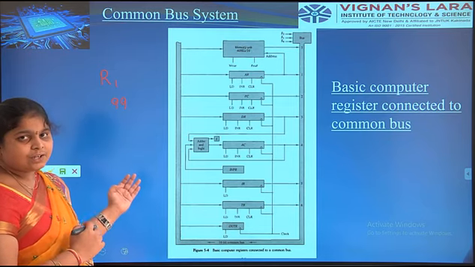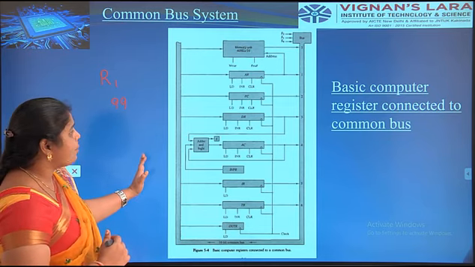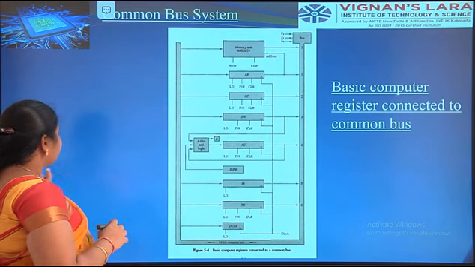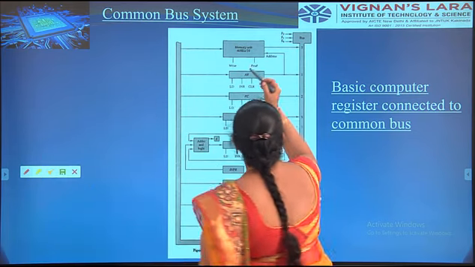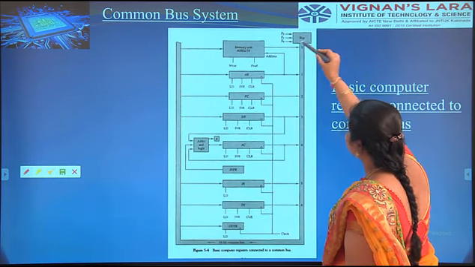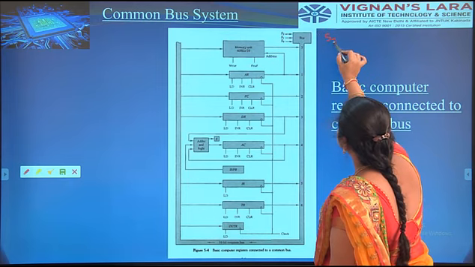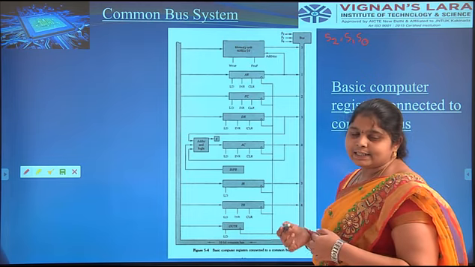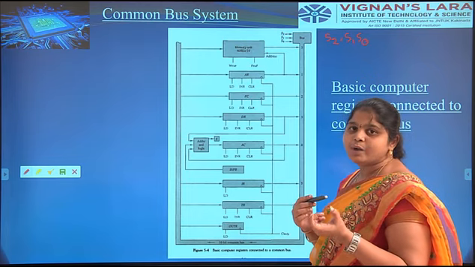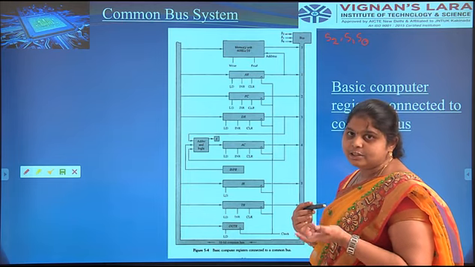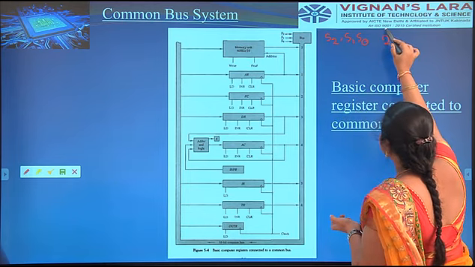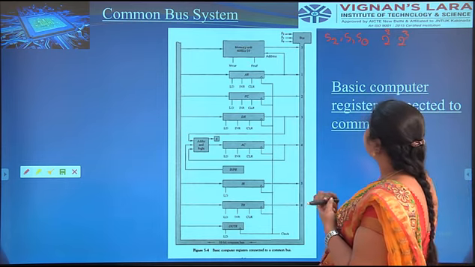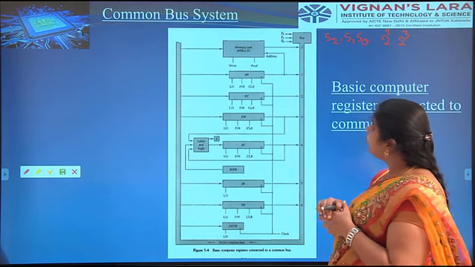By using those 8 registers, we construct the common bus system. This is a common bus system. Here we take the bus. These 3 are the select lines, S2, S1 and S0. For select lines, in previous topics we took 2 select lines or 1 select line. 2 select lines means 2 power 2. Here 3 select lines means 2 power 3, which means we require 8 operations.